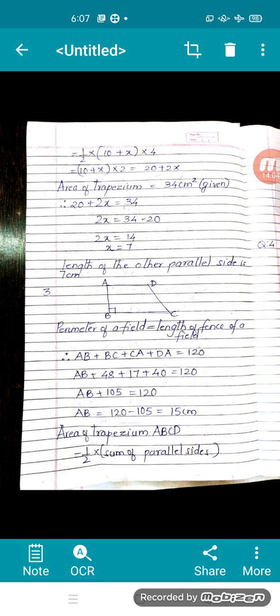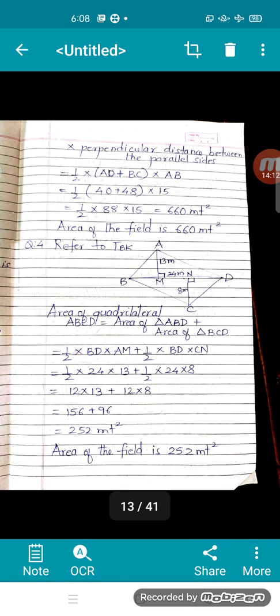Now area of trapezium ABCD is equal to half into sum of parallel sides into perpendicular distance between the parallel sides. Put the values. Half into AD plus BC into AB. Half into 40 plus 48 into 15. So you get 660 meters square. Please write the answer.